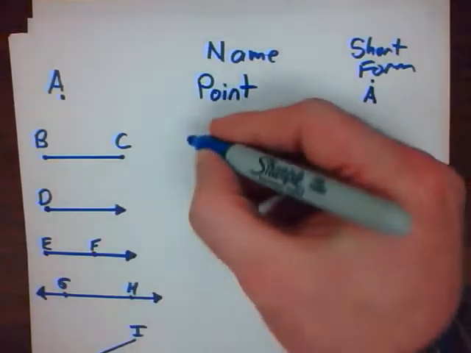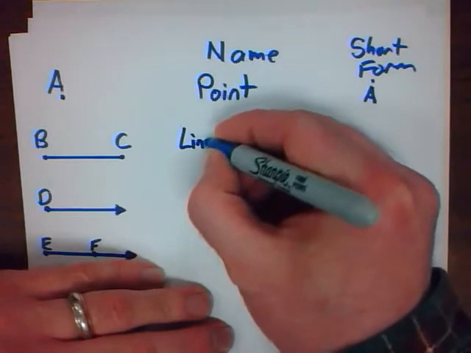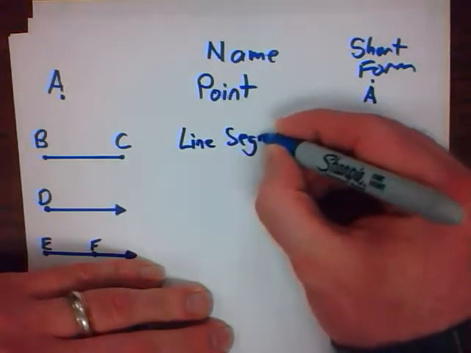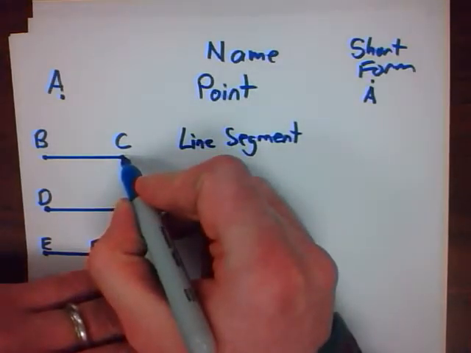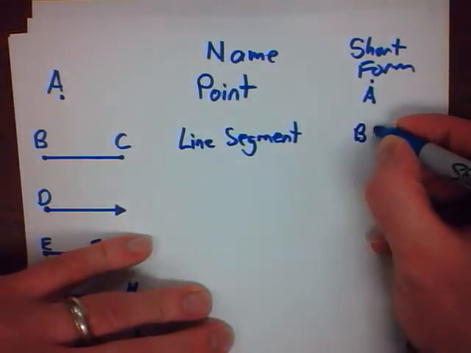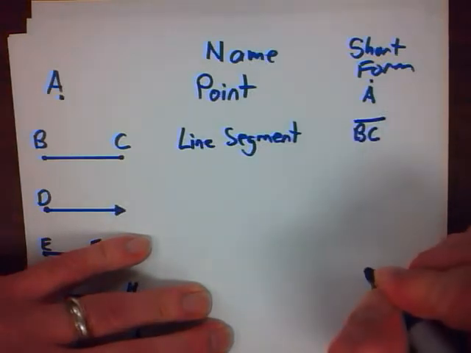This is called a line segment. It stops at 2 points. In the short form would be BC with a line over top.